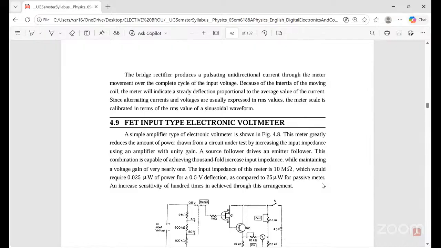Here the alternating currents as well as the voltages are usually expressed in RMS values, root mean square. The meter scale is calibrated in terms of the RMS of a sinusoidal wave. AC is a sinusoidal waveform which has a positive half cycle as well as a negative half cycle. I think you know that.